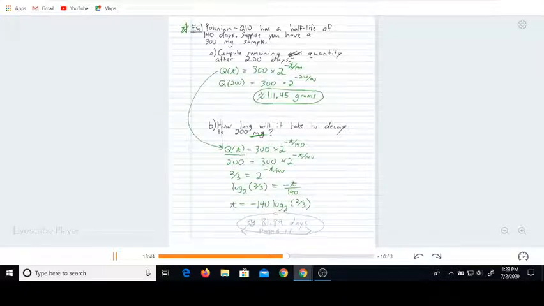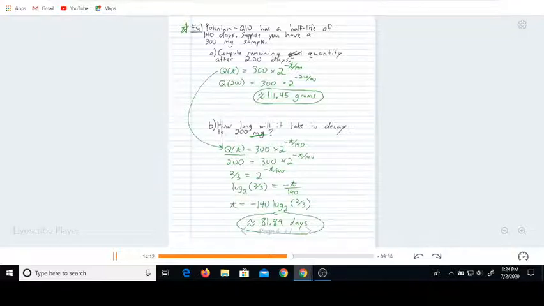And if we want to round that, we can go and type that into our calculator. And we get 81.89. So it'll take just under 82 days to decay down to 200 milligrams. Alright.